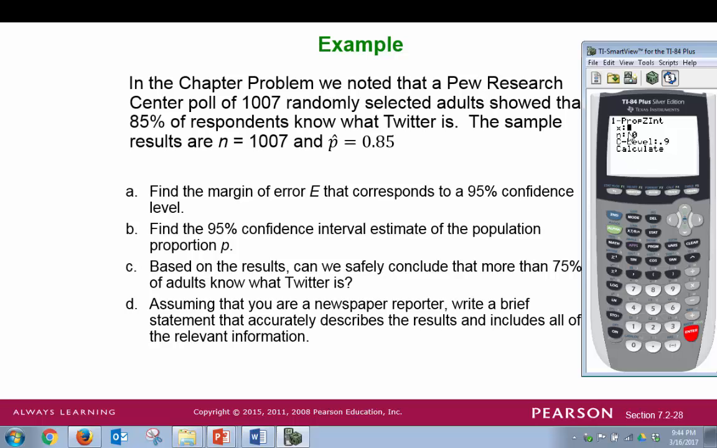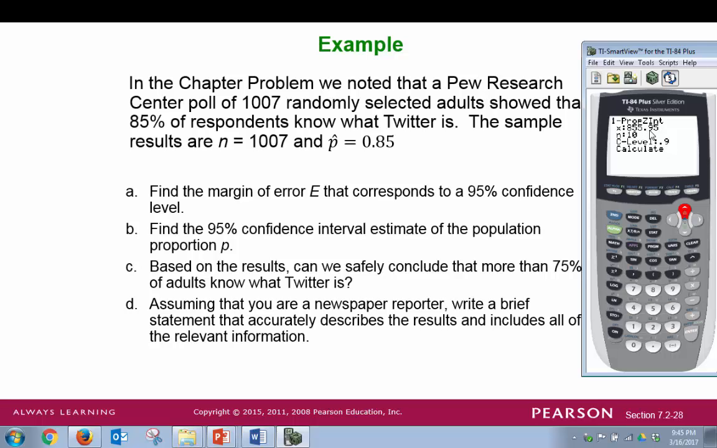and then it's asking for an X, an N, and a confidence level. So the X is going to be 85% of the total. So I'm going to type that in, 0.85 times the total, which is 1,007. And if I press enter, I'll see that the number is 855.95. Now the calculator is not going to like this because it's expecting a whole number for X and N. So we can assume that when they got 85% in their calculations that they rounded off. So we have to go back and round this off as well.